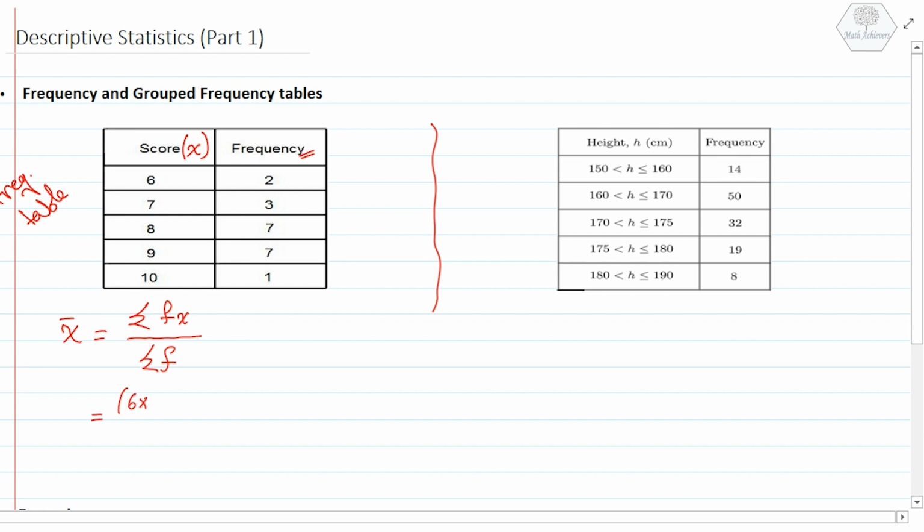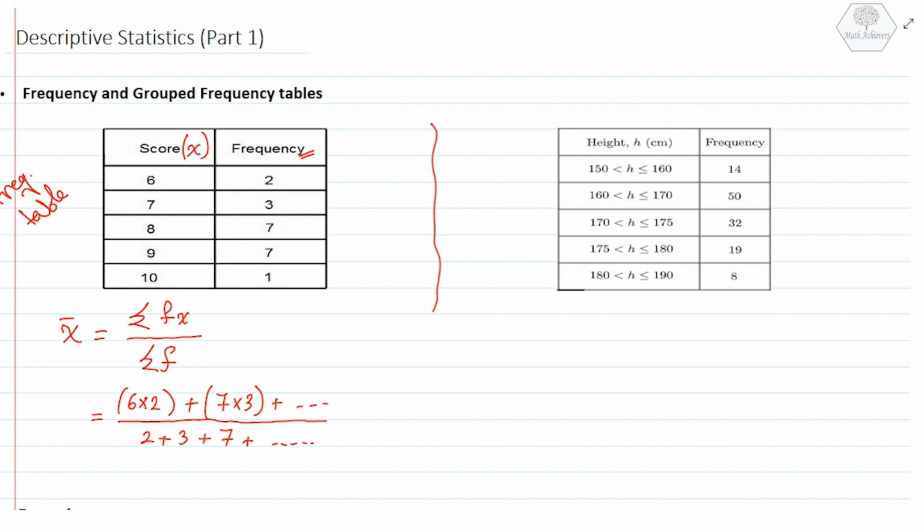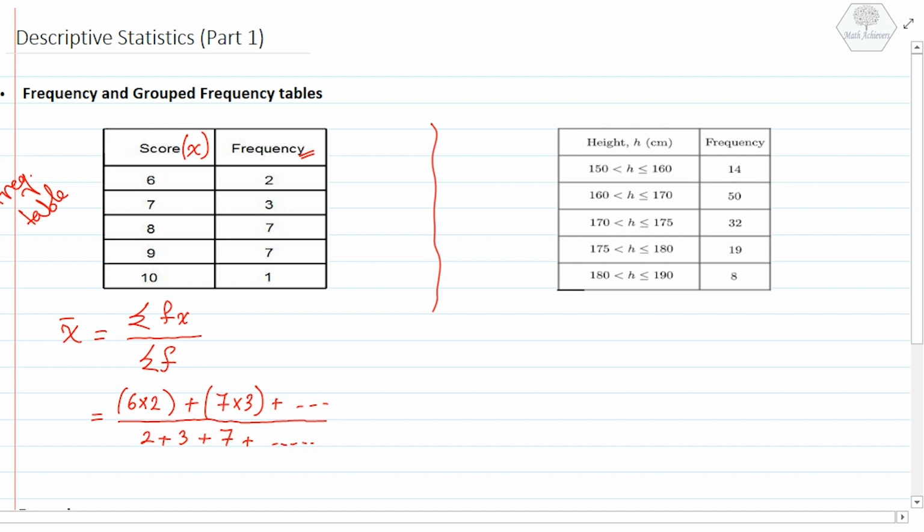6 times 2, the value of X times its frequency, plus 7 times 3, plus, I continue, all of it divided by the total frequency, which is 2 plus 3 plus 7, etc. We can easily find the mean using our graphical display calculator. Let's see how we can find the mean in this case.